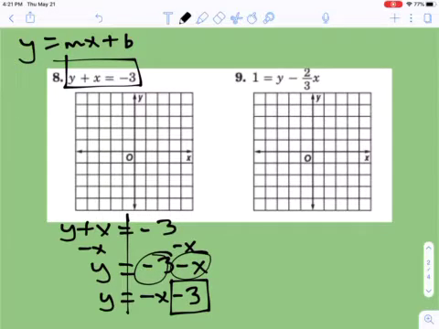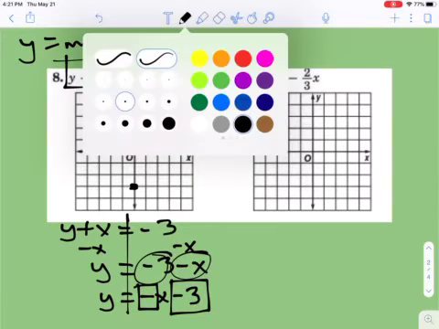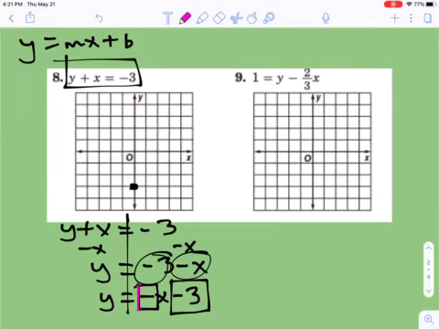I'm going to go over to -3 and I'm going to put a point. All right? Then this is my slope. And I should probably do that in pink because that's been our slope color. My slope is the number that's in front of the x. Well, there's not a number in front of the x. It's just a negative. So remember, if there's not a number there, it's 1. So my slope is -1.